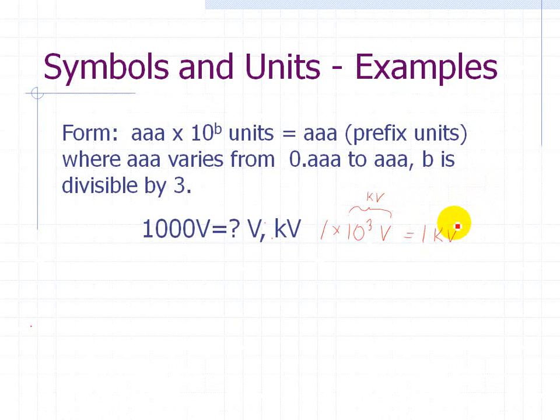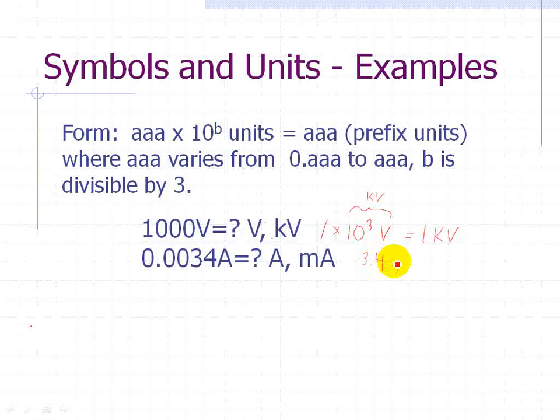Let's go through another one. Here we're given 0.0034 amps. So let's express this in terms of the proper form. 3.4 times 10 to the minus 3 amps. Well, 10 to the minus 3 amps is just a milliamp. So we have 3.4 milliamps.